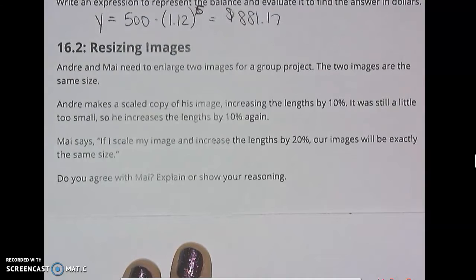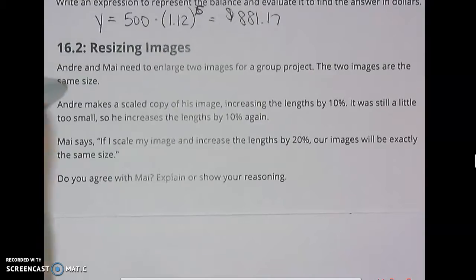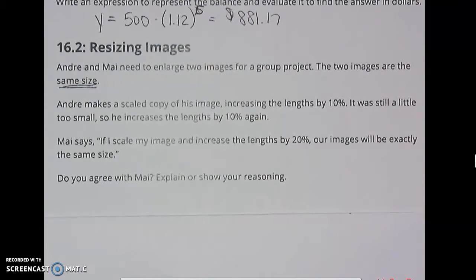Andre and Mai need to enlarge 2 images for a group project. The 2 images are the same size, so that's important. Andre makes a scaled copy of his image, increasing length by 10%. It was a little too small, so he increases the length again by 10%. Mai says, if I scale my image and increase the length by 20%, our images will be exactly the same size. Do you agree with Mai?